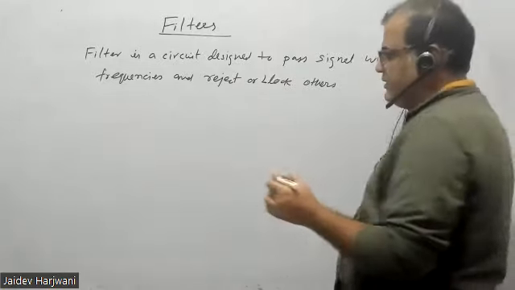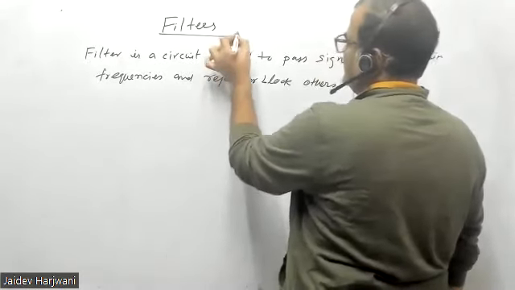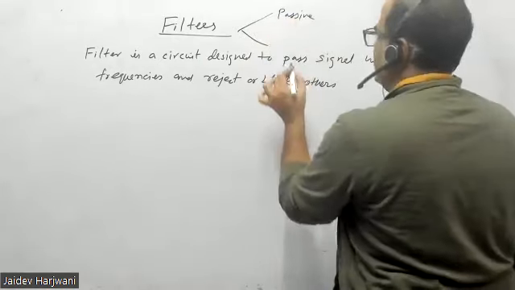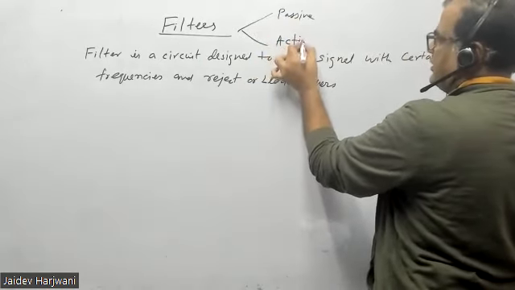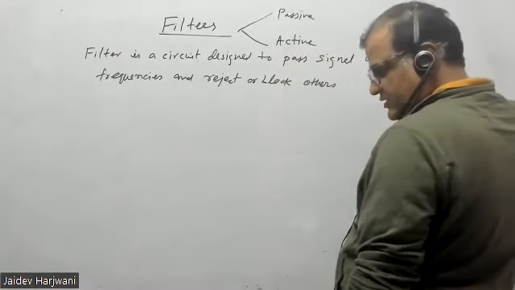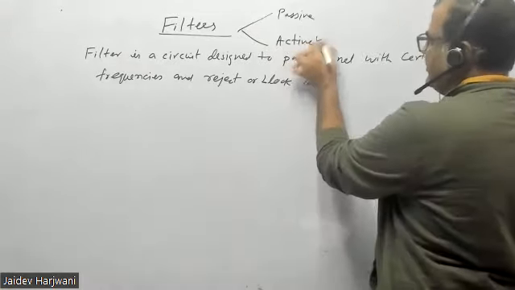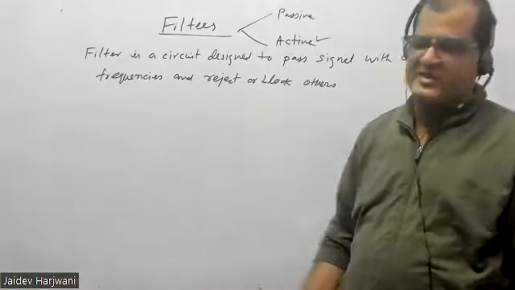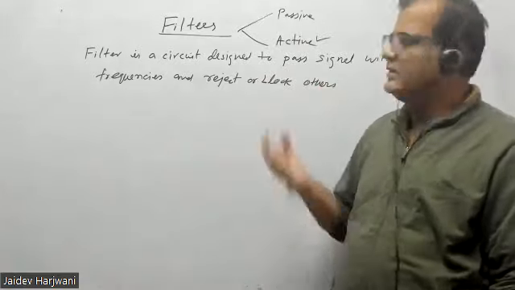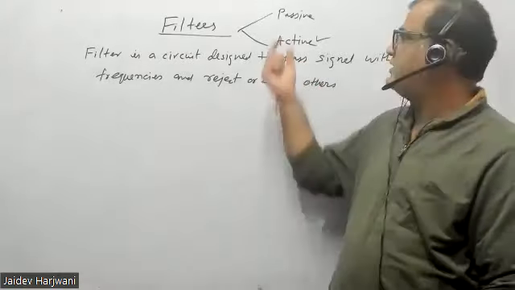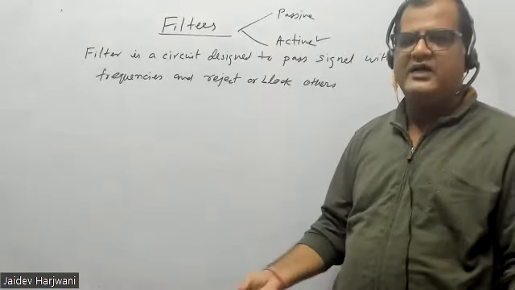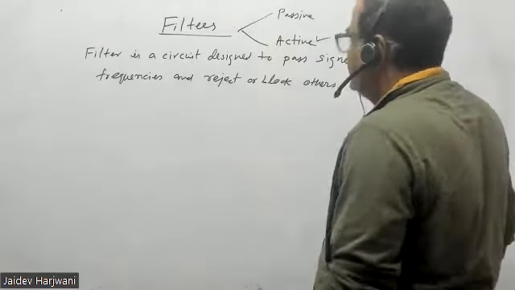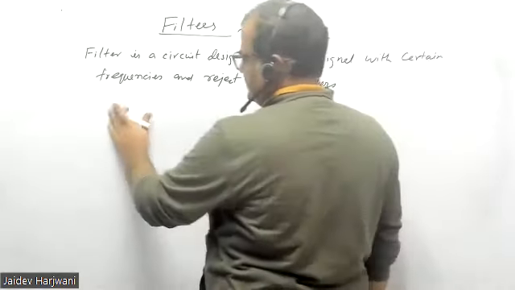Now filters are also of two types. One is called a passive filter, and one is an active filter. The filter which gives you amplification is an active filter. Whenever you use an op amp, those filters involving an op amp will be active filters. In general, if you use only RC or RCL circuits, that will be a passive filter. So now we'll start the passive filter.